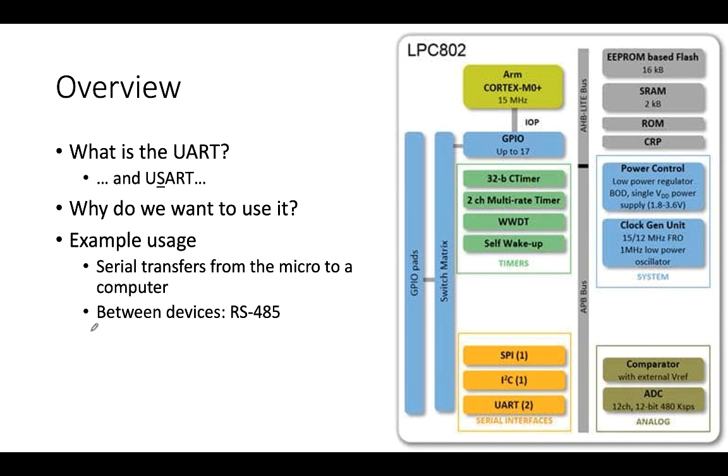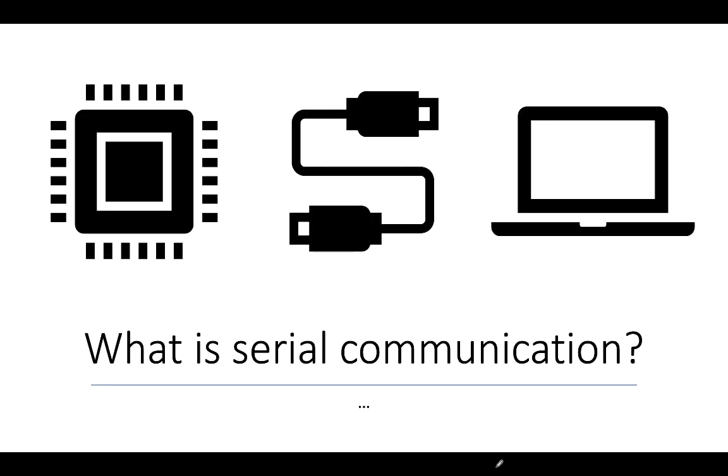an example of things that you possibly could do if you were setting up a GPS or some other device that needs to talk to your microcontroller. The LPC802 is a microcontroller that we use. It's from NXP. It has 4 serial interfaces. One is called SPI, one is I2C, and it has 2 UART or USART systems on board.